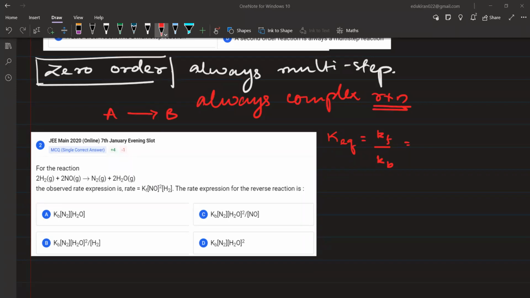Product upon reactant, right? What is the product? N2 into the concentration of H2O squared divided by the concentration of H2 multiplied by the concentration of NO squared. Clear है? Yes or no? Please tell me. Yes. हाँ जी बताएं.